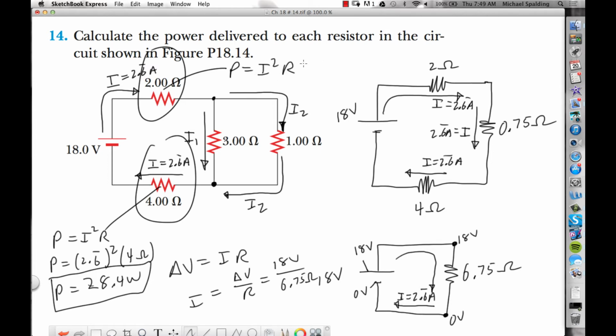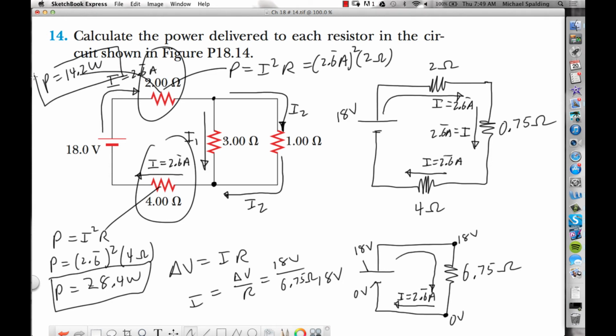So the current is 2.6 repeating squared, and then the resistance is 2. So that gives a power for the 2 ohm of 14.2, which makes sense. It's half of the other guy, half the resistance. Okay, power is in watts.